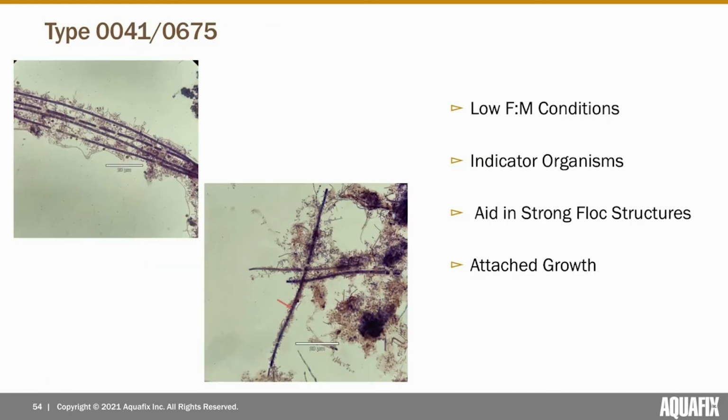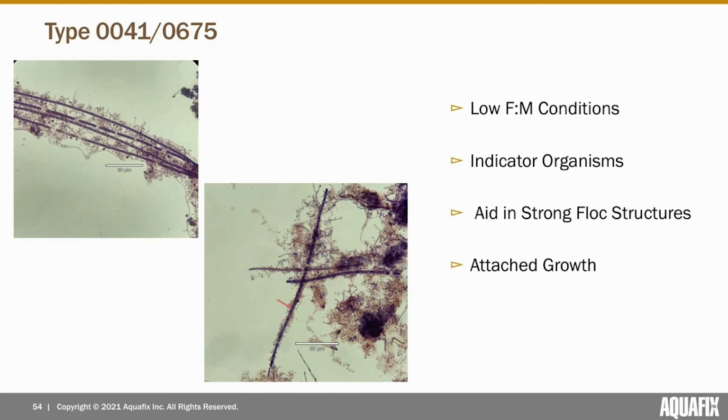Commonly observed in systems with an abundance of Nalo are type 0041 and 0675. This is because Nalo have the ability to rapidly uptake BOD, which in turn creates the ideal low F to M conditions for type 0041 and 0675 to grow. Type 0041 and type 0675 tend to be grouped together as they have a very similar appearance and thrive in the same conditions. These filaments rarely cause issues, and they're more so indicators of possible low F to M conditions. However, on rare occasions, they can cause bulking to occur. These filaments can be beneficial in providing a strong Floc structure when at low levels.